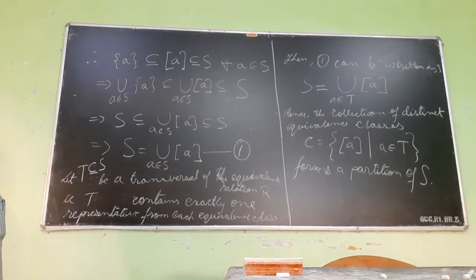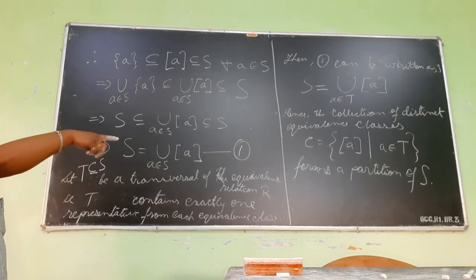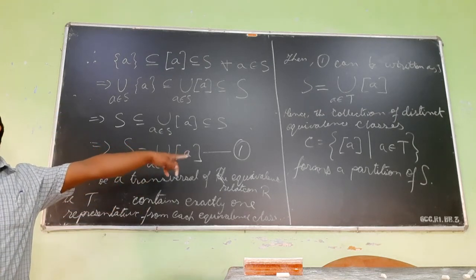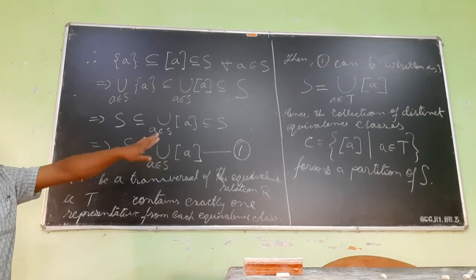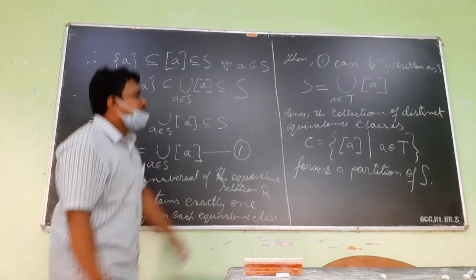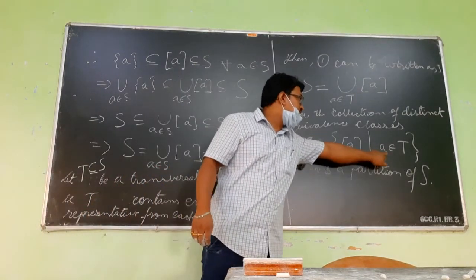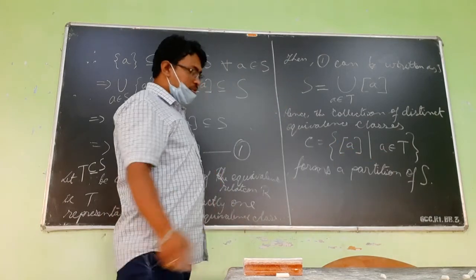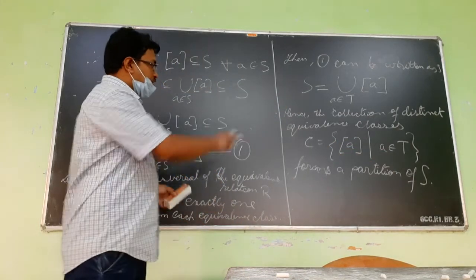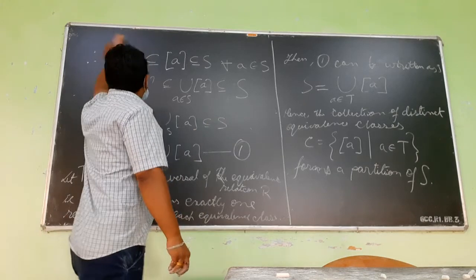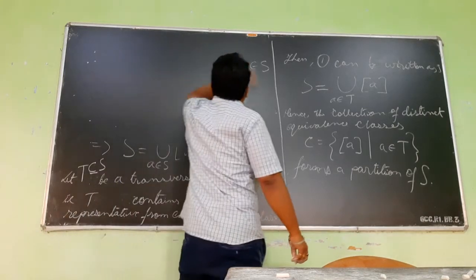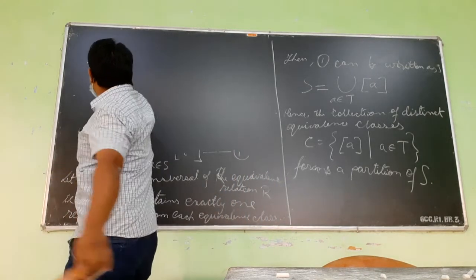Collection of distinct equivalence classes C equal to class A such that A belongs to T. That means we are taking only the representative, not other elements. For each class, we are taking only the representative. So this forms a partition of this. So one part is done. The other part is this.